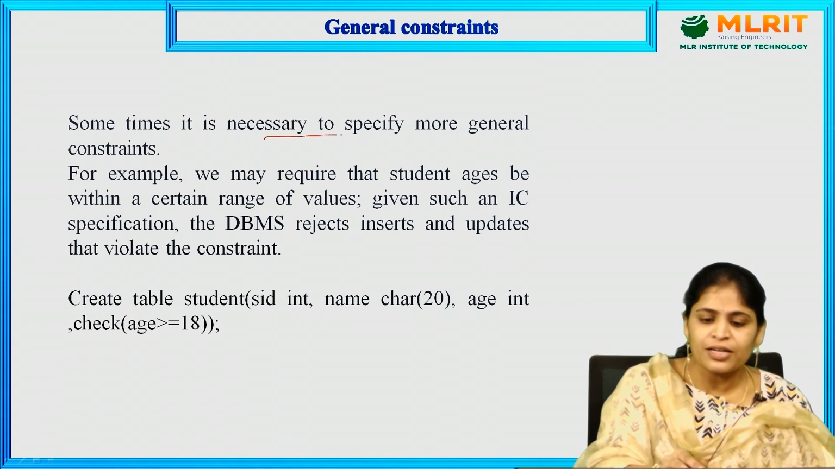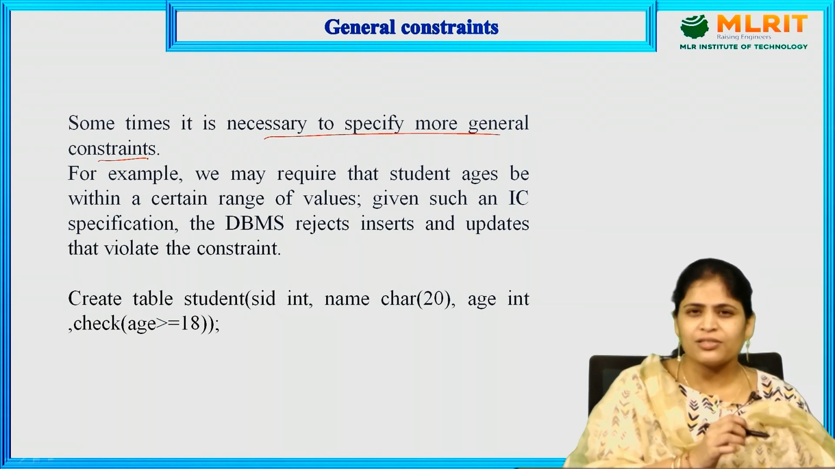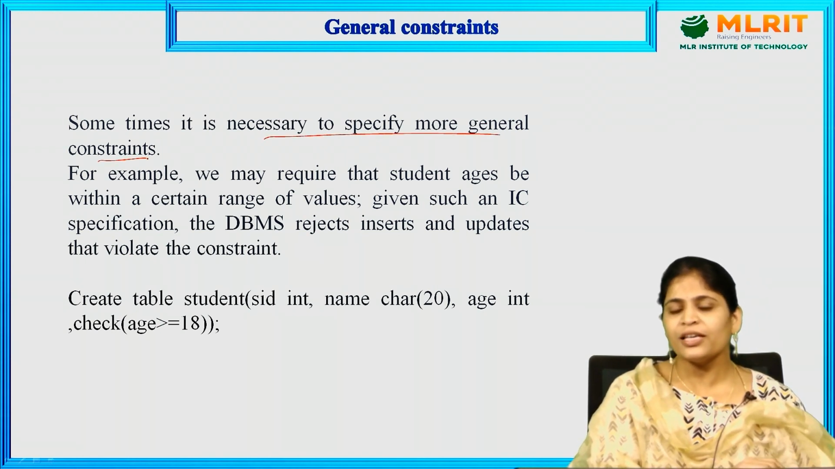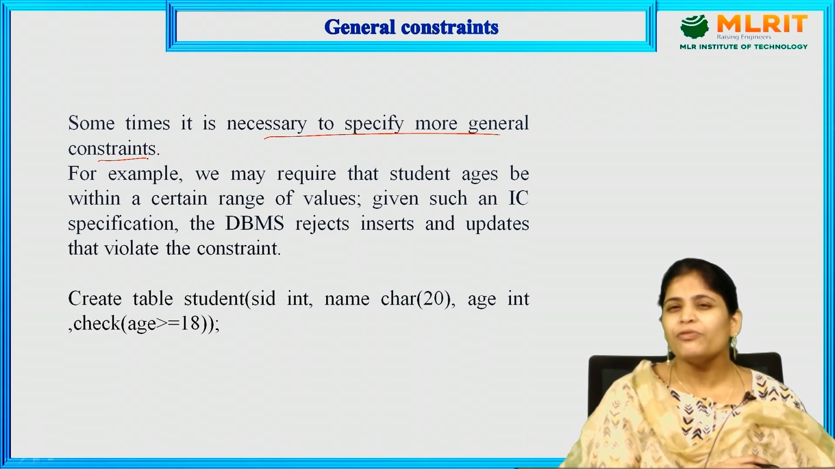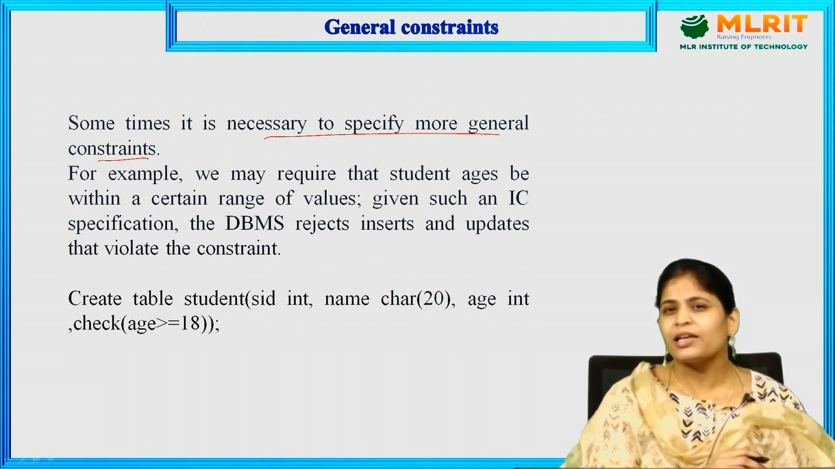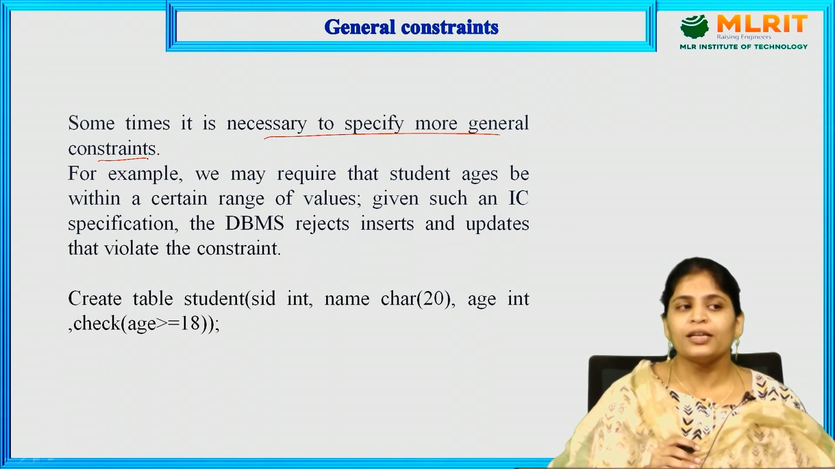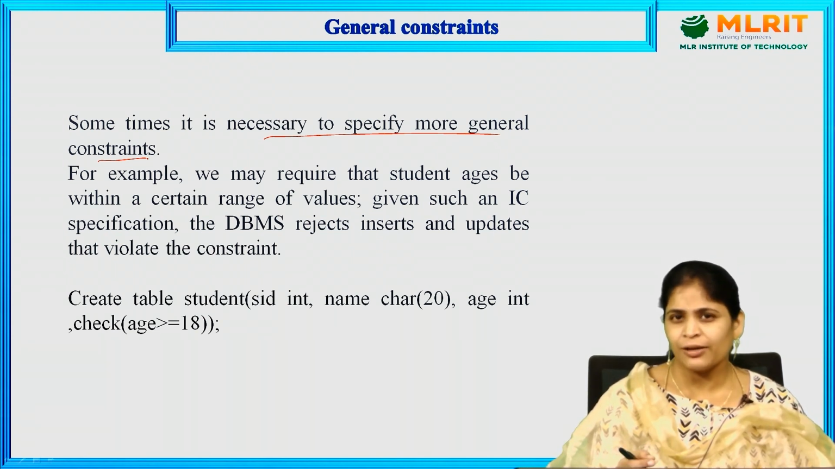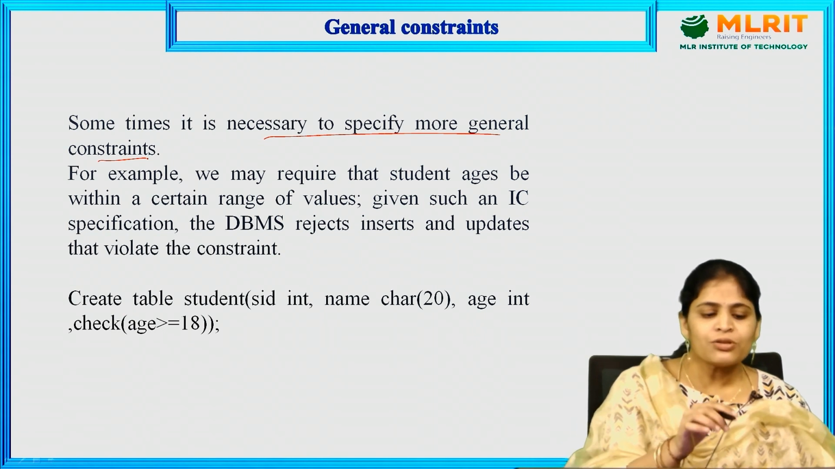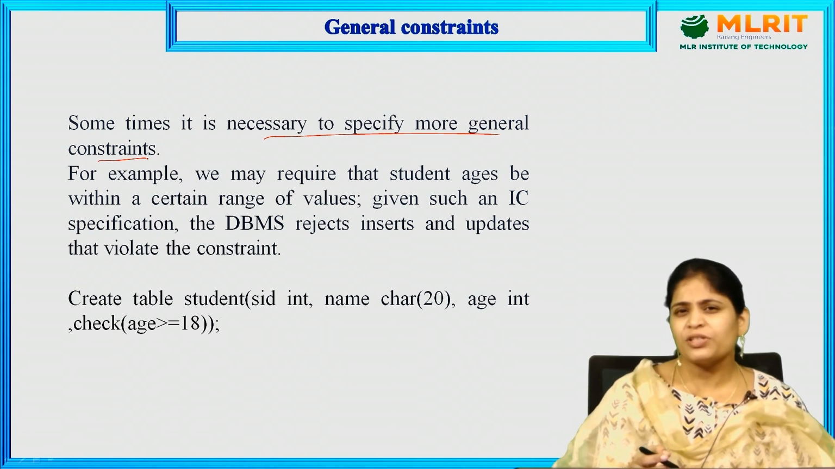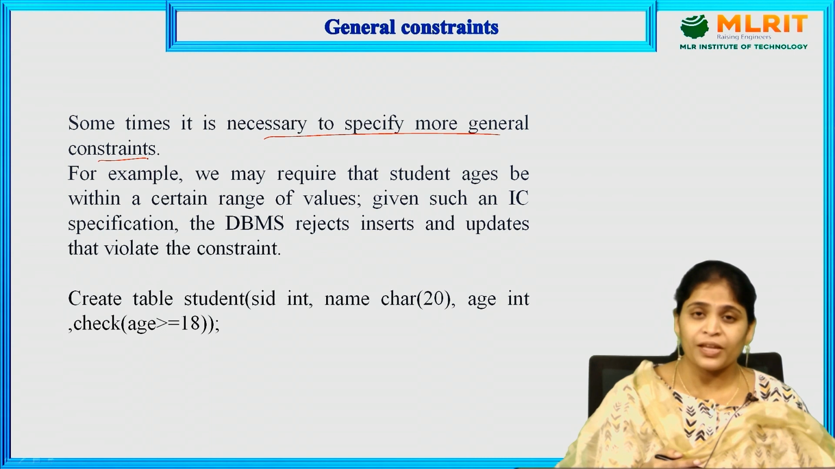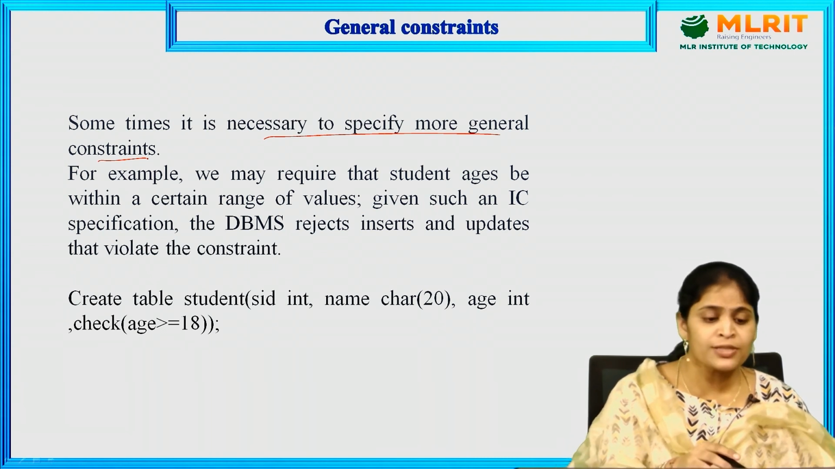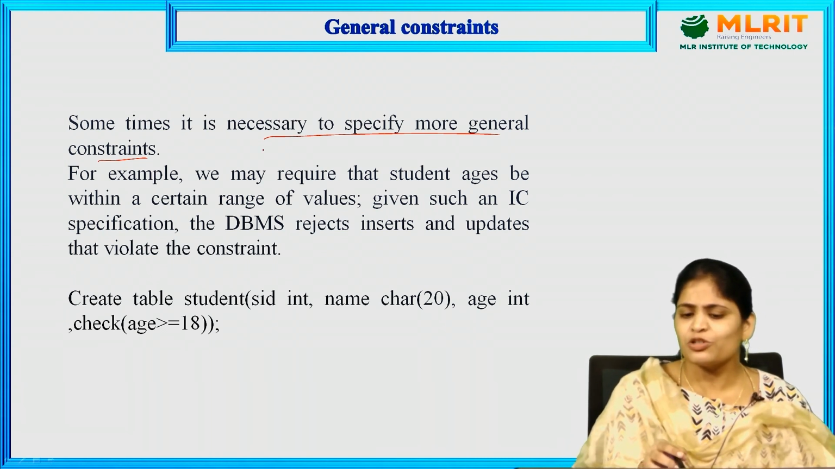Next, the last concept is general constraints. Sometimes it is necessary to specify more general constraints. Generally, while entering data into a table, we give some constraints, like entering data only for age 18 and above, and restricting data below 18. That is the general constraint. It is represented in the form of check constraints, which we have already discussed in the previous sessions.